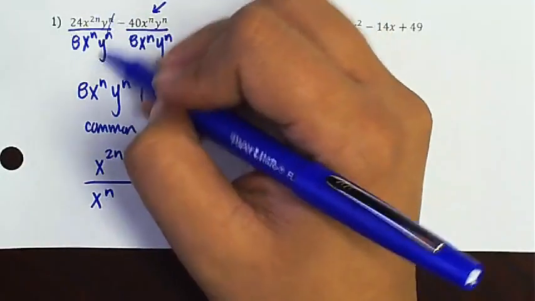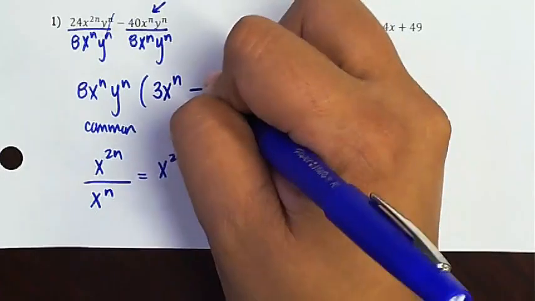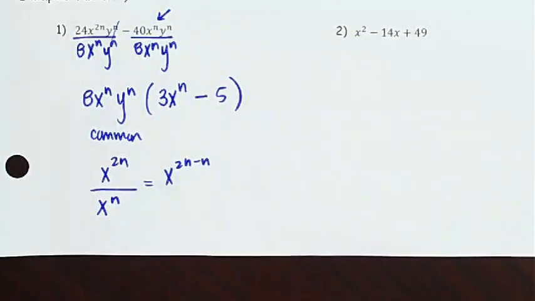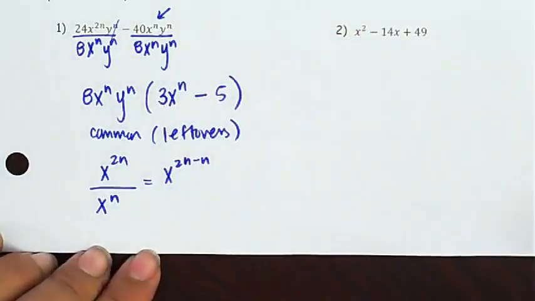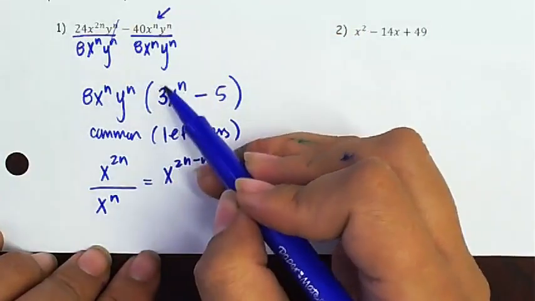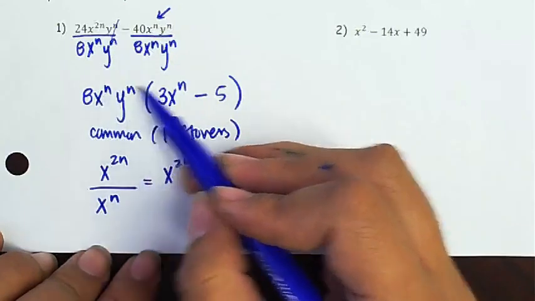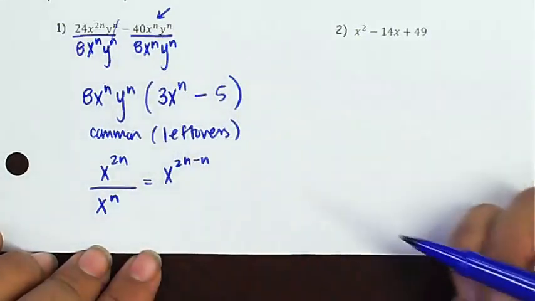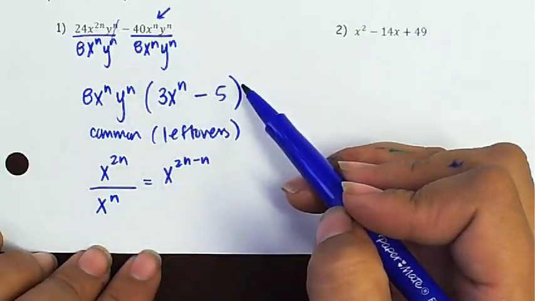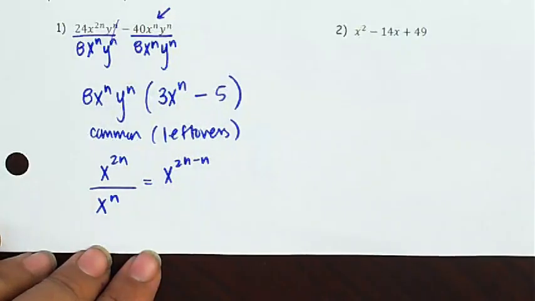And then the y to the n's cancel, minus 5. Again, it's going to be your common times your leftovers. Your goal should be that if you distribute it out, 3 times 8 is 24, x to the n times x to the n, we add the exponents, x to the 2n, and then y to the n. And if I distribute this to the 5, you get negative 40 x to the n, y to the n.